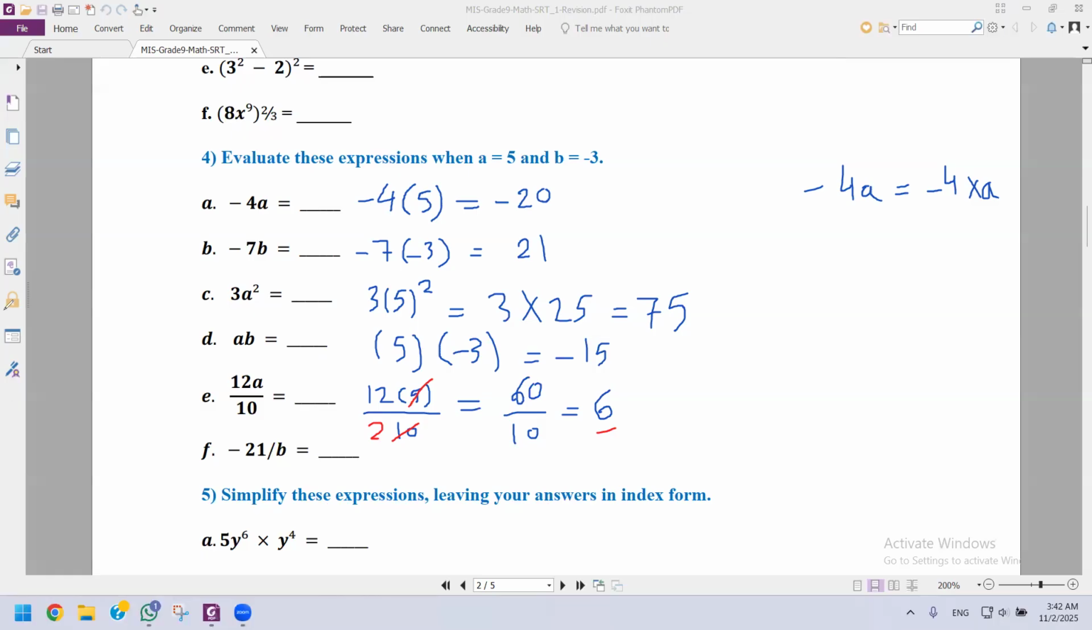Now the last one, let me just rewrite it. It's minus 21 over b. This line means over b. So which means minus 21 over what is b? Is minus 3. Now minus divided by minus is plus. 21 divided by 3 is 7. But that plus, I can remove it. So minus 21 over minus 3 is 7.